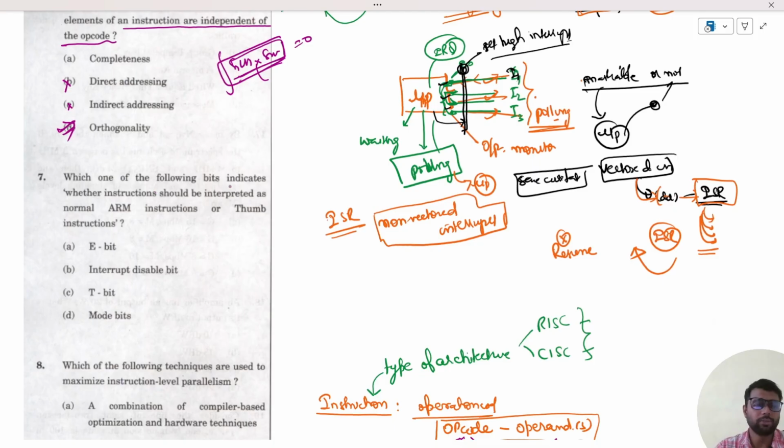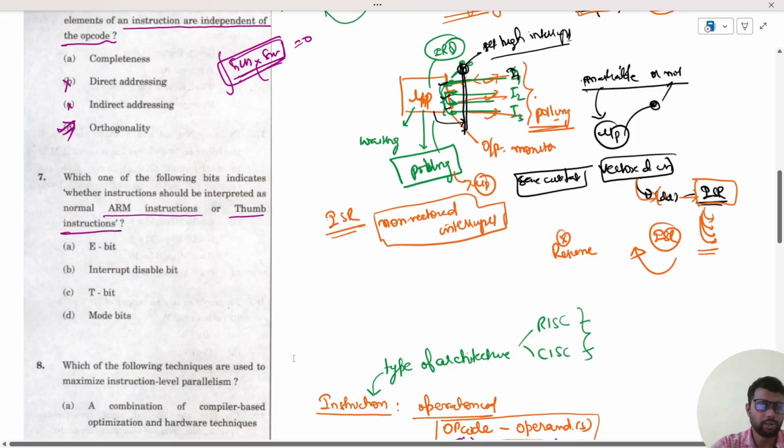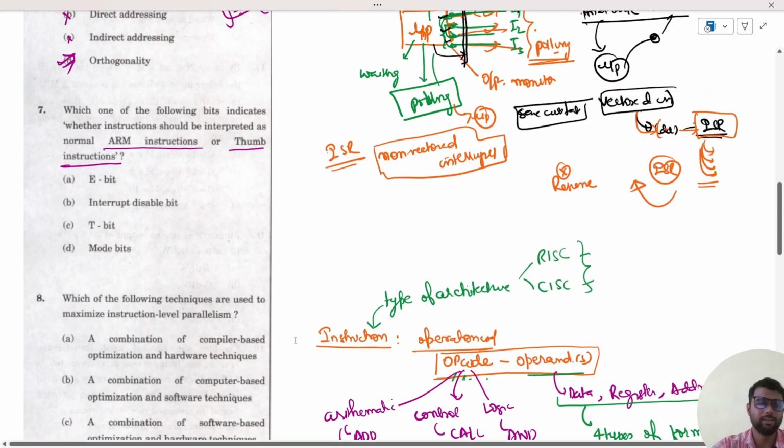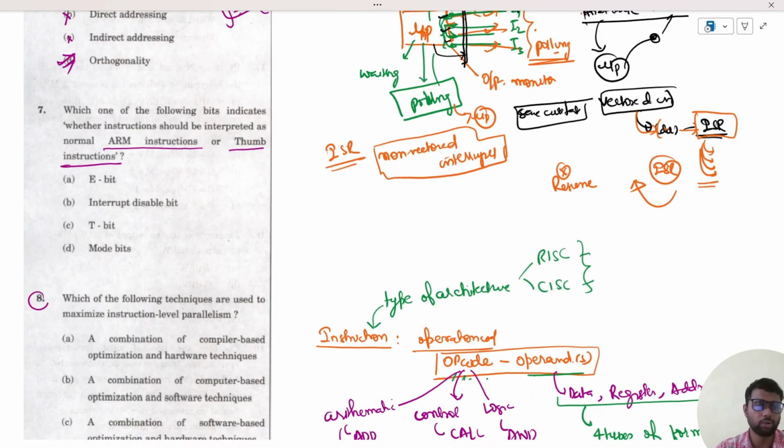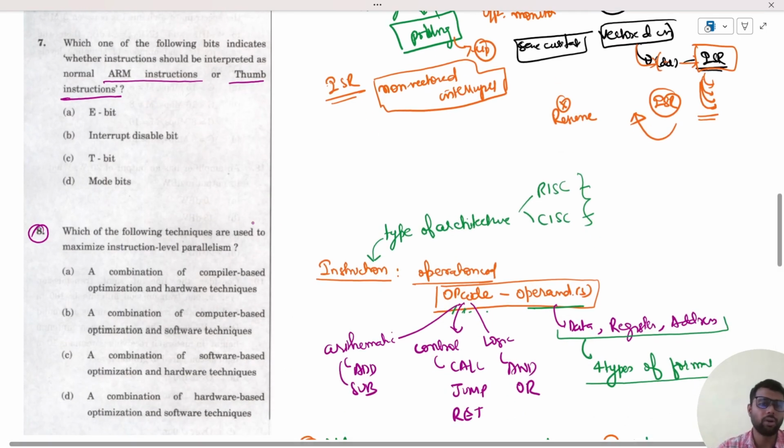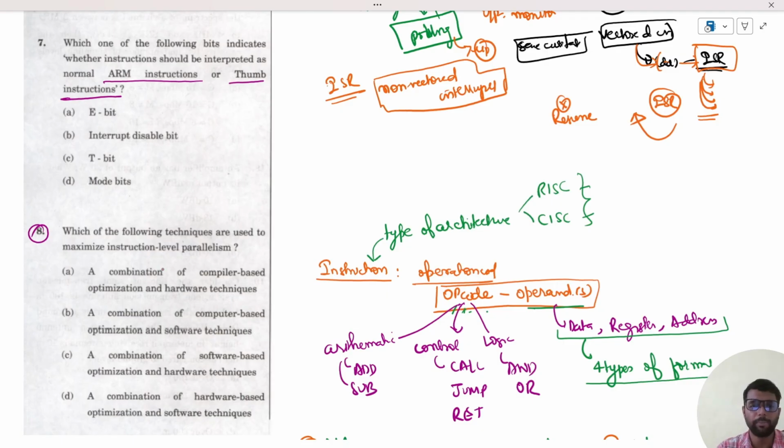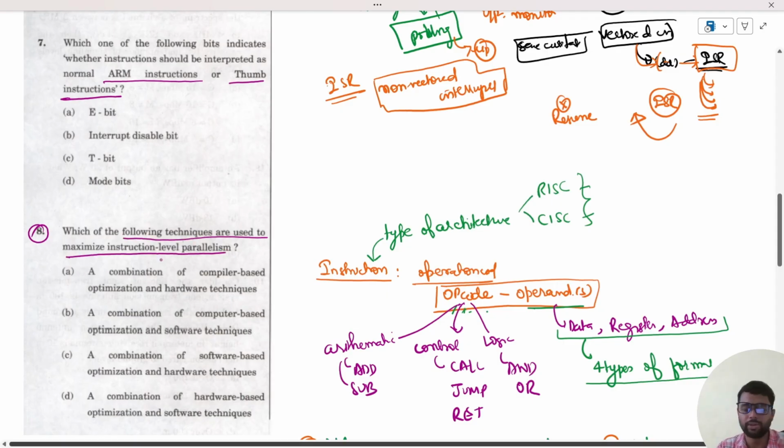Next question, which of the following bits indicate whether the instruction should be interpreted as a normal ARM instruction or thumb instruction? Before this, let us go to question number 8 and then we will take up question number 7. In question number 8, it is asked which of the following techniques are used to maximize the instruction level parallelism. That means multiple instructions are executed or processed in parallel.